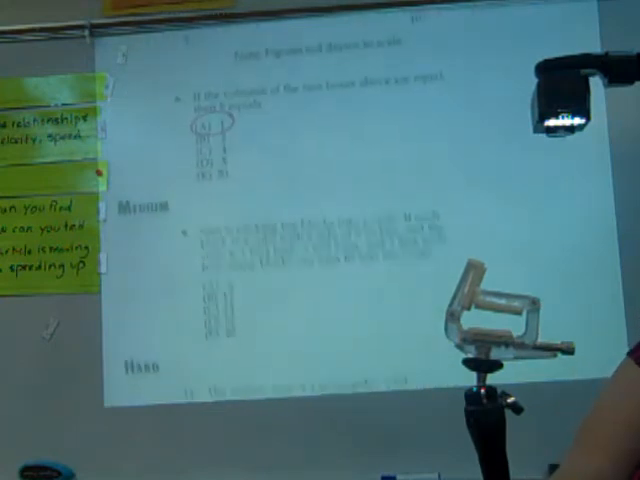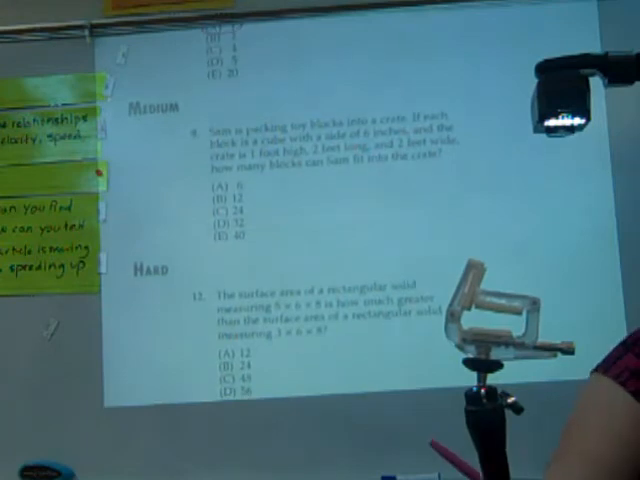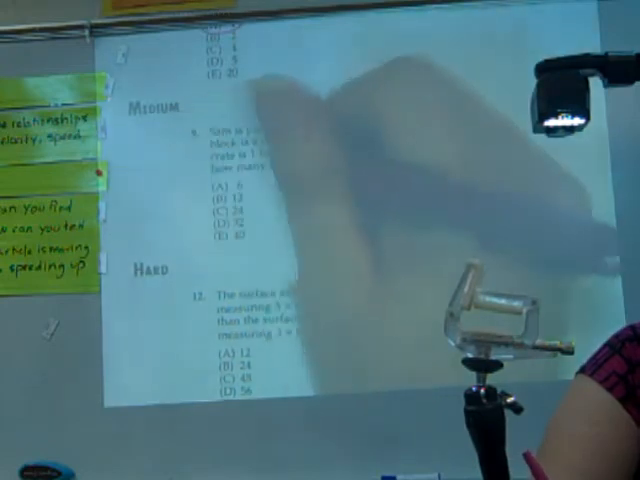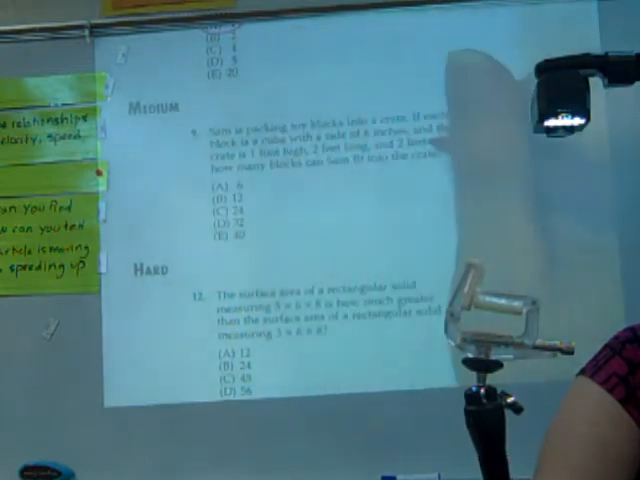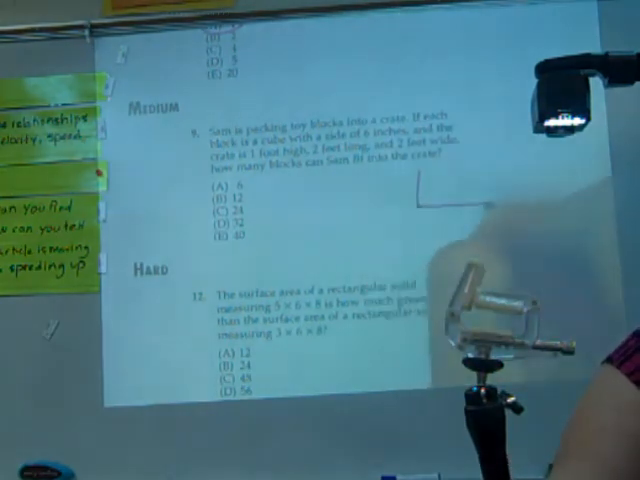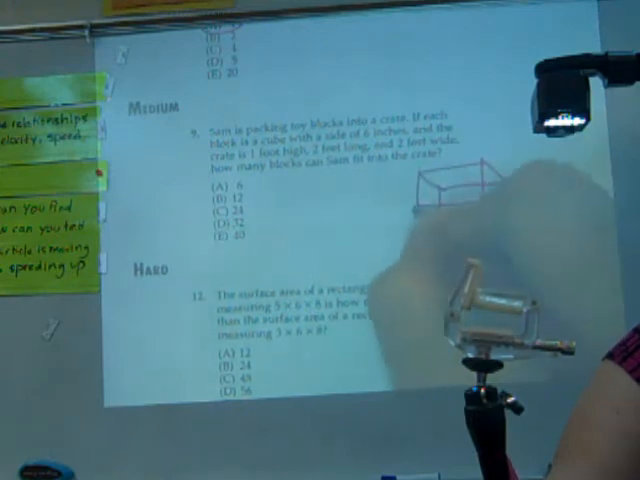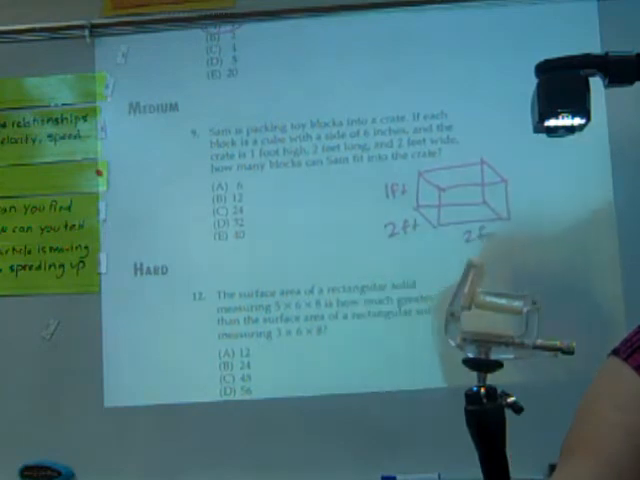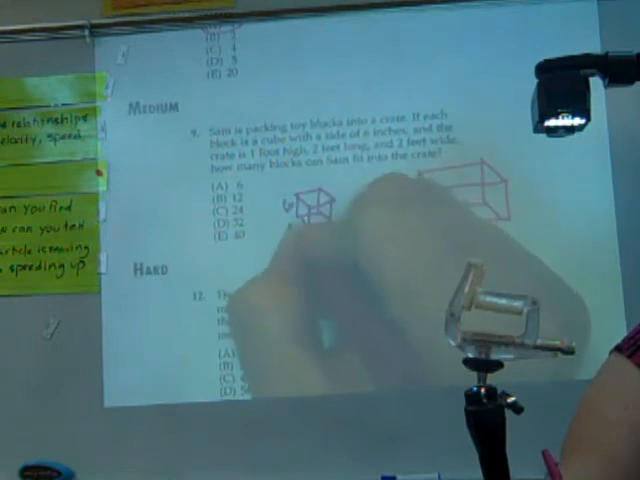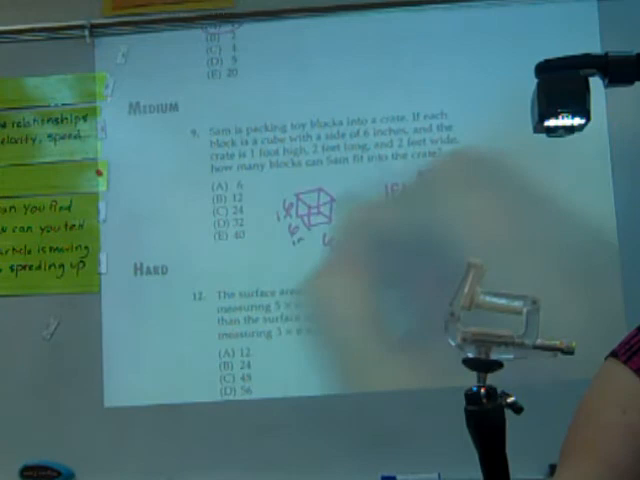Okay. The next one, Sam is packing toy blocks into a crate. Each block is a cube with a side of 6 inches, and the crate is 1 foot high, 2 feet long, and 2 feet wide. How many blocks can he fit into the crate? So he's got this crate that's 1 foot by 2 feet by 2 feet, and he's going to pack these little cubes in there that are 6 by 6 by 6 inches. So how many of these will fit into here?